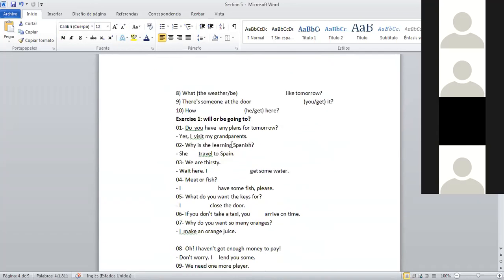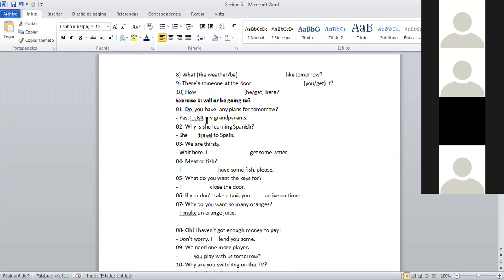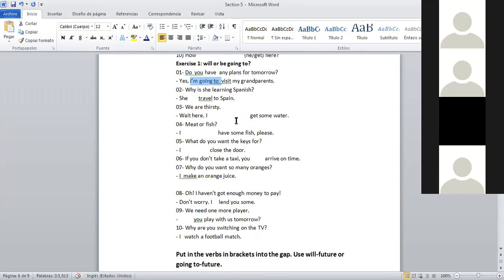Let's see. The first one, we are going to do it together. But the second one, I'm going to put you in pairs. For example, do you have any plans for tomorrow? Yes. What is it? I am going to visit my grandparents. Why? Because it's a plan. It has been prepared.